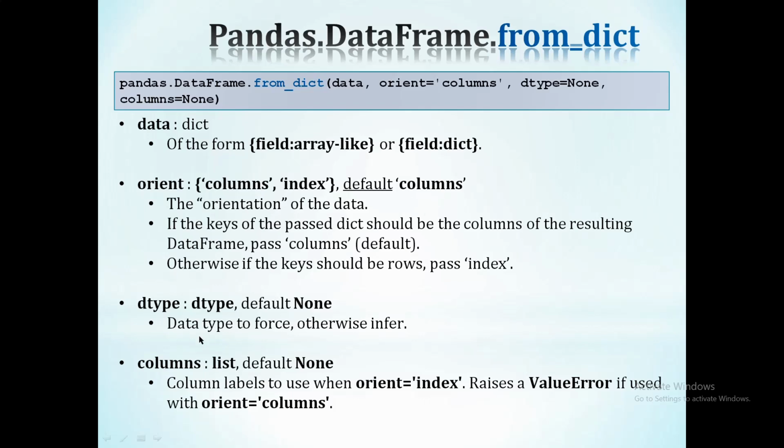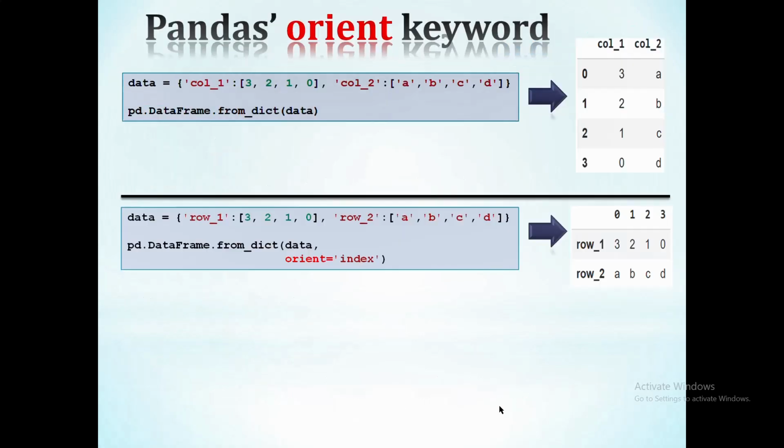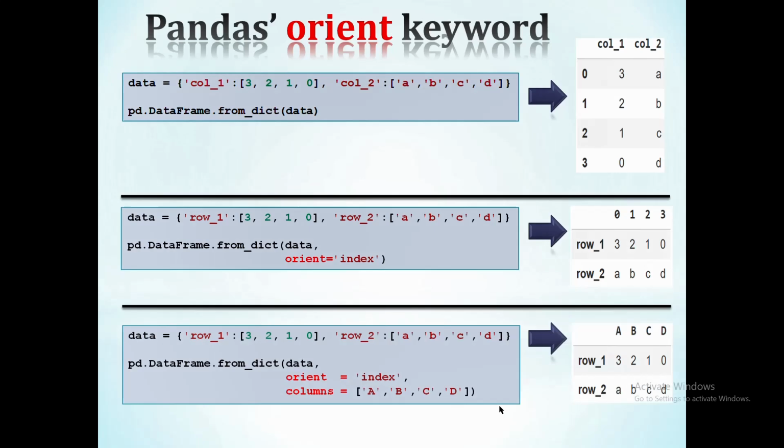Then dtype refers to the data type info; otherwise it will be inferred as None. The columns parameter is a list, by default None. These are the column names to use when the orientation is index. Whenever we use columns with the other orientation, it will raise a ValueError. So let's see some examples regarding the pandas orientation.